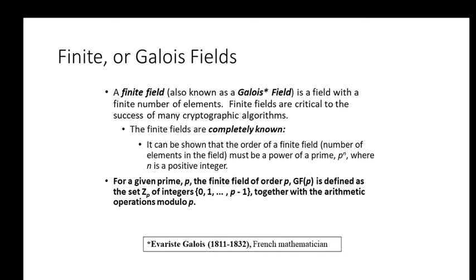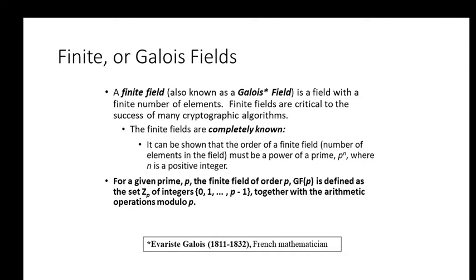Finite or Galois field. A finite field is a field with a finite number of elements. Finite fields are critical to the success of many cryptographic algorithms. The finite fields are completely known. It is shown that the order of a finite field, the number of elements in the field, must be a power of a prime, p to the power n, where n is a positive integer.